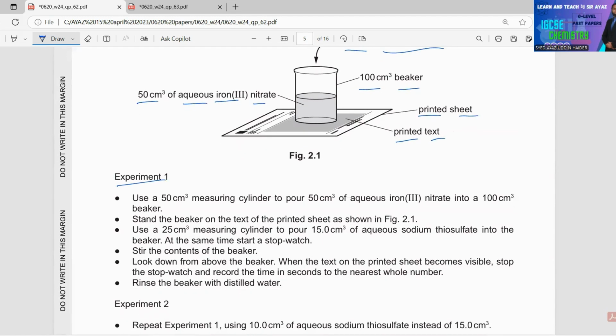Experiment 1. Use a 50 centimeter cube measuring cylinder to pour 50 centimeter cube of aqueous iron 3 nitrate into a 100 centimeter cube beaker. Stand the beaker on the text of the printed sheet as shown in figure 2.1. Use a 25 centimeter cube measuring cylinder to pour 15 centimeter cube of aqueous sodium thiosulfate into the beaker. At the same time, start a stopwatch. Stir the contents of the beaker. Look down from above the beaker. When the text on the printed sheet becomes visible, stop the stopwatch and record the time in seconds to the nearest whole number. Rinse the beaker with distilled water.